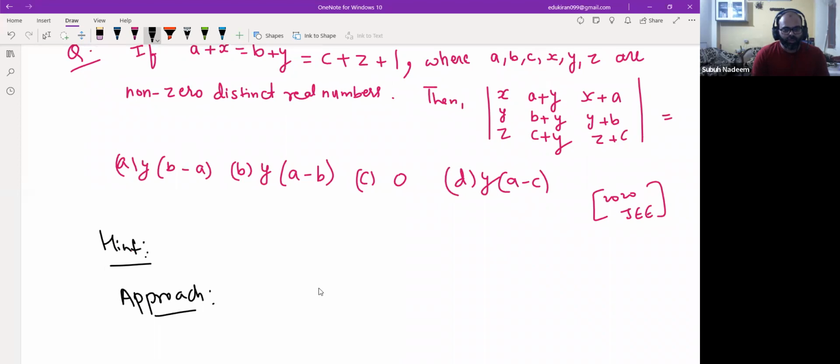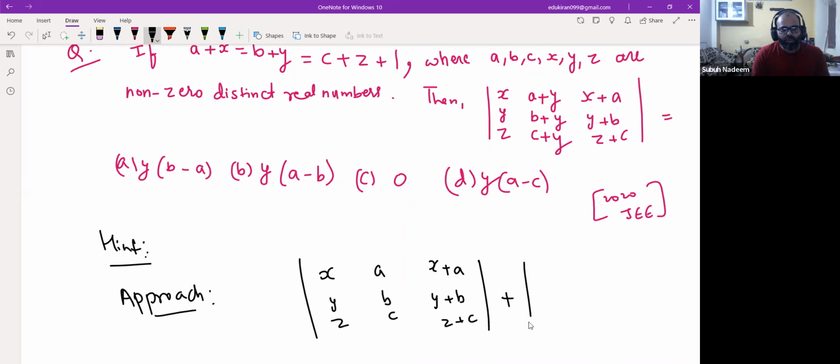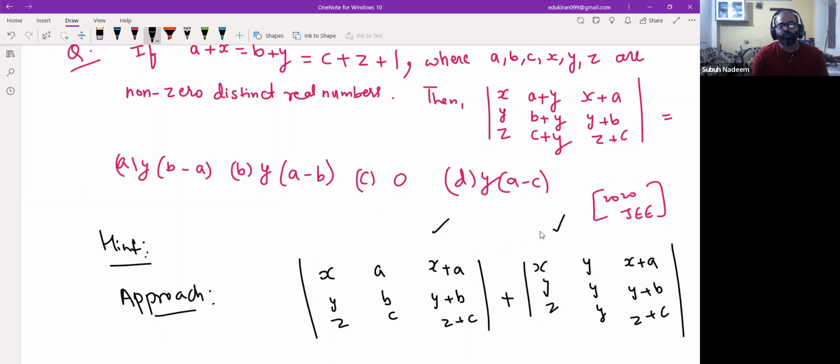What you can do is, you can take X, Y, Z and this as A, B, C, and X plus A, Y plus B, Z plus C. So I'm splitting the second column: X, Y, Z, Y, Y, Y, X plus A, Y plus B, Z plus C. Now just think how will we proceed further. Again, you have to split. This one will be split into two different determinants again, and this will be split into two different determinants again.